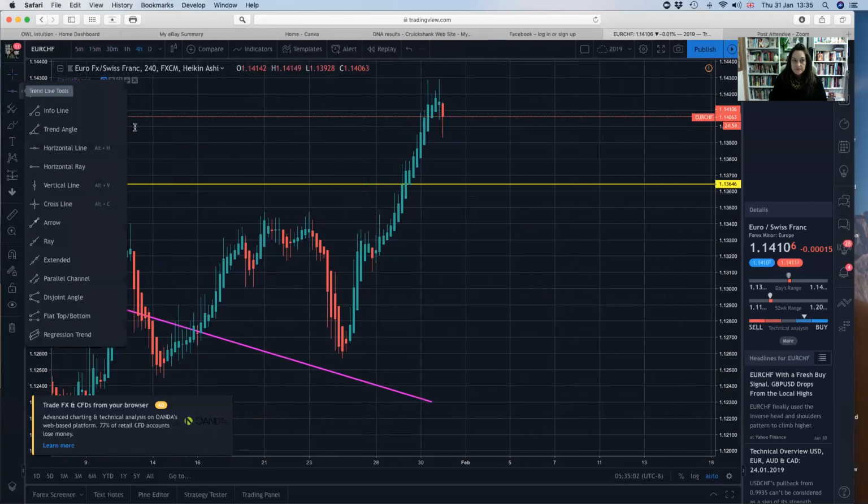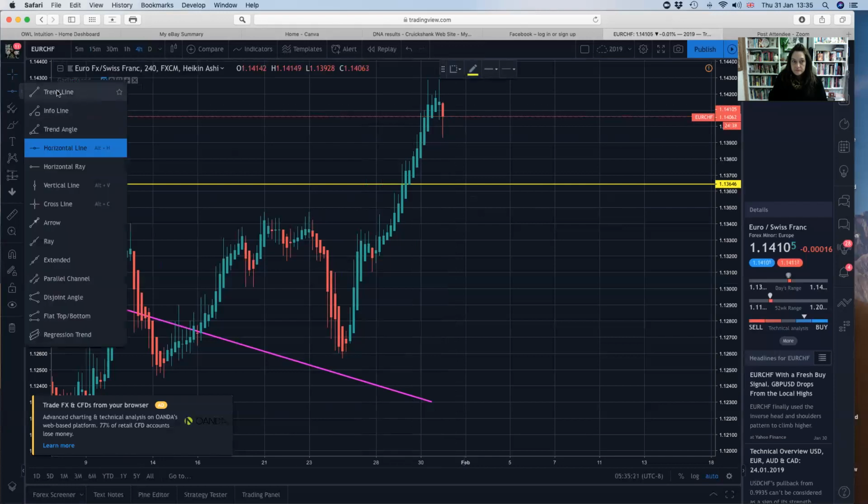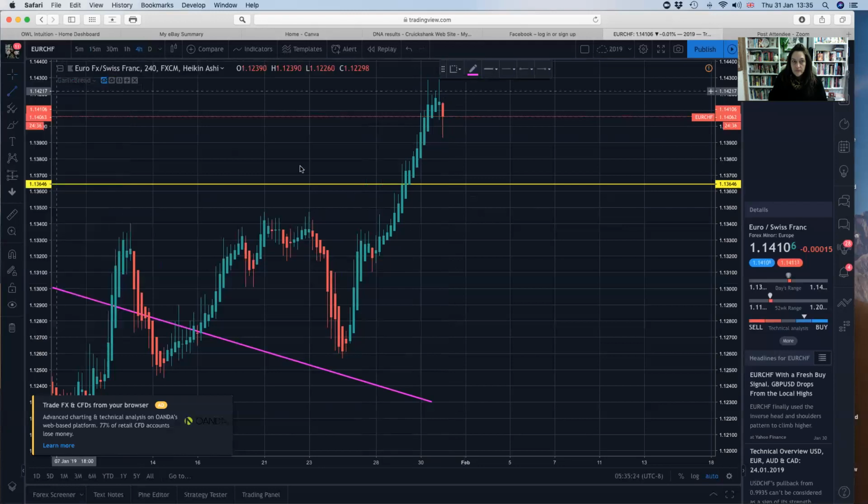So trend line. Did it pick it up? I think it did. Starts there. Come on, computer, don't do this to me. I don't think it picked it up. Trend. Come on, wake up. That's it.